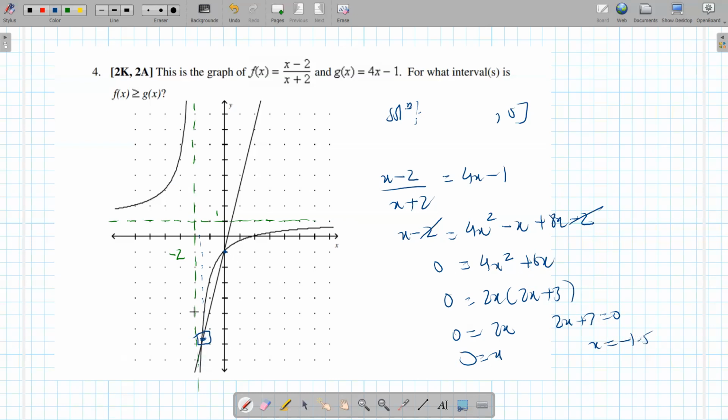So our curve is greater than the linear between negative 1.5 and 0. And they're both included because they're equal at that point, right? That's why there's a square bracket there. But that's not the only answer. There's one other interval when the curve is greater than the linear.